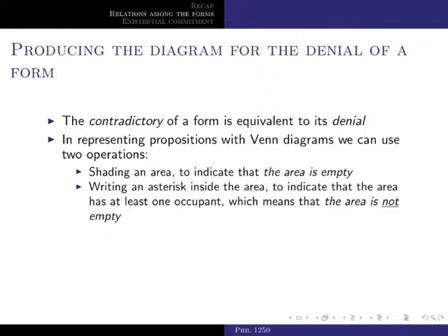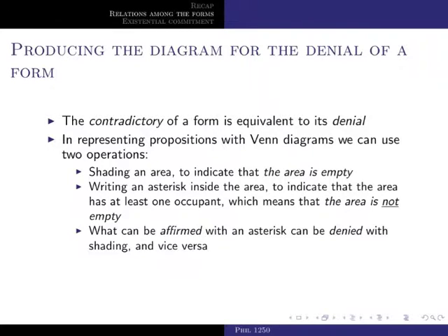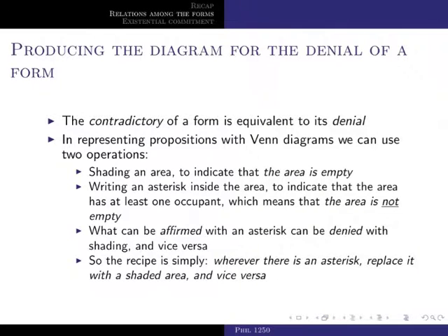We also learned that we shade an area to indicate that the area is empty, and that we use an asterisk to indicate that the area is not empty. That is, the asterisk and the shading express opposite things, right? And so what can be affirmed with an asterisk can be denied with a shading, and vice versa. So the recipe for producing the denial of a categorical form is simply: wherever there is an asterisk, replace it with a shaded area, and wherever there is a shaded area, replace it with an asterisk. Also, we know that the denial of a form is equivalent to its contradictory. So this procedure is also a procedure for finding the contradictory form.